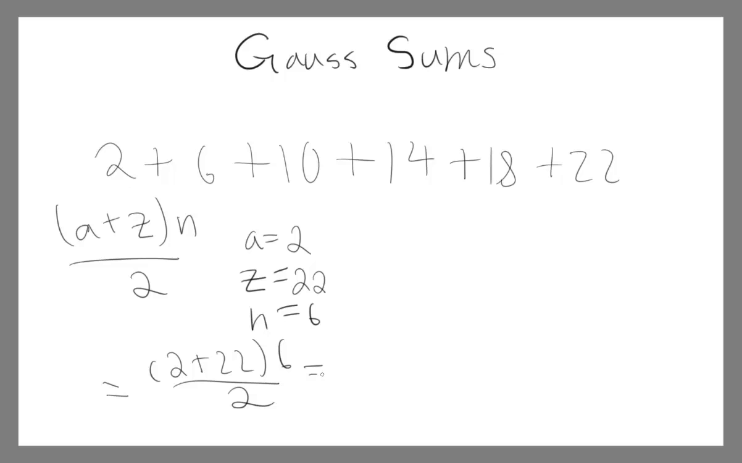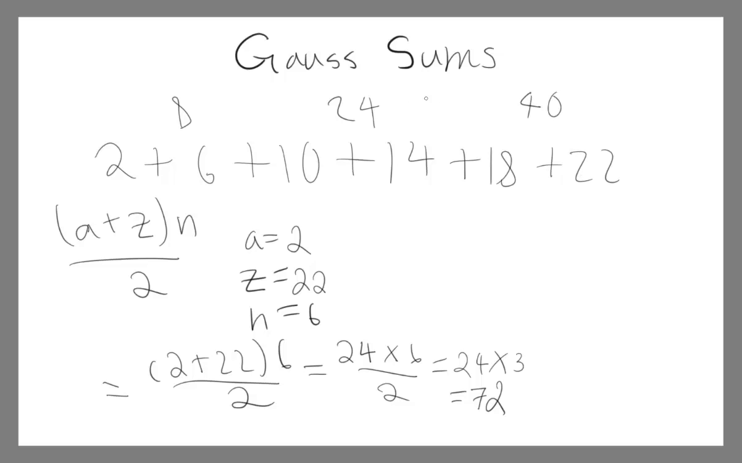What is this going to be equal to? It's going to be equal to 24 times 6 divided by 2, and that is 24 times 3, which is 72. Okay then. Now, is this what we get if we add all these numbers together? Well, let's see. 2 plus 6, that's 8. 10 plus 14, 24. 18 plus 22, 40. 40 plus 24 gives us 64. And when we add 8 to it, that is indeed 72. So clearly, this method works for common differences not equal to 1.